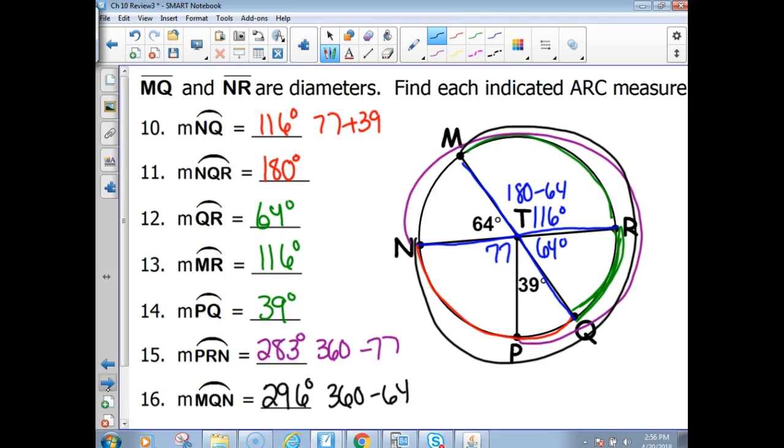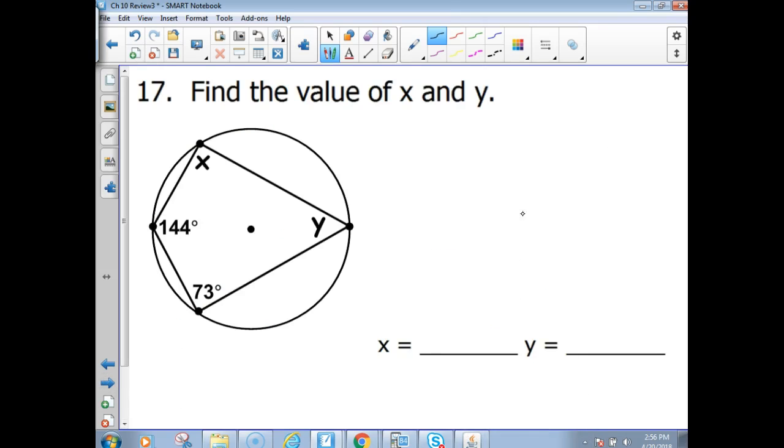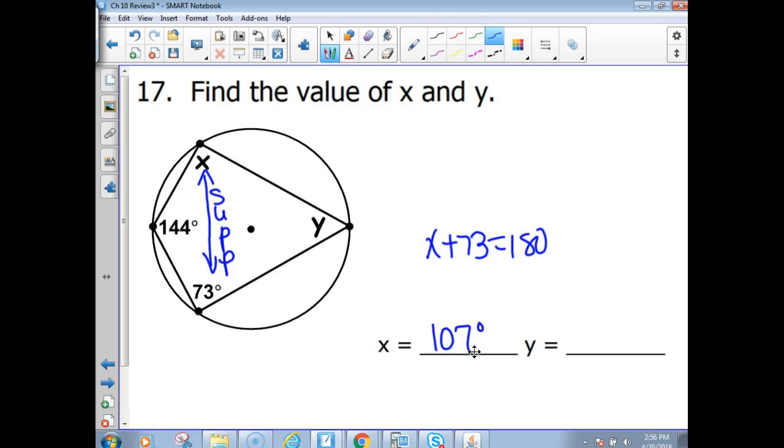Good? All right, next. This I stressed yesterday, about remembering the relationship. If you have a quadrilateral inscribed into a circle, then opposite angles are supplementary. They add up to 180. So x plus 73 equals 180. I go ahead and subtract 73 from 180 and I get 107 degrees.